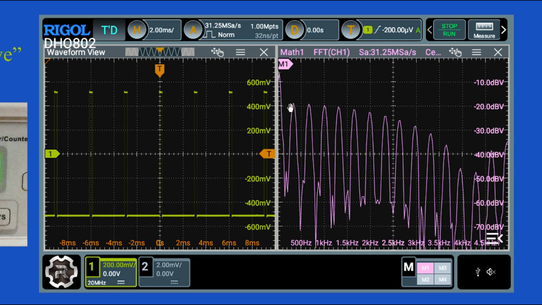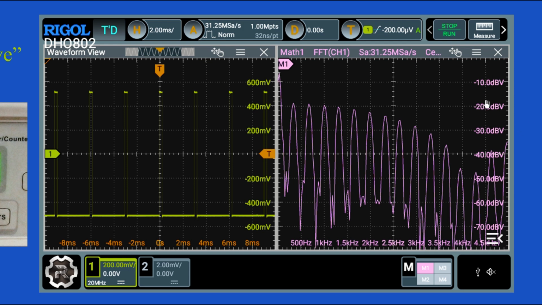Notice what's different now, though. A couple things. Number one, there is a DC component. So here at 0 frequency, we have a very strong DC component. That's because the waveform spends a lot longer time at negative 500 millivolts than it does at positive 500. So the average DC value is close to negative 500 millivolts.